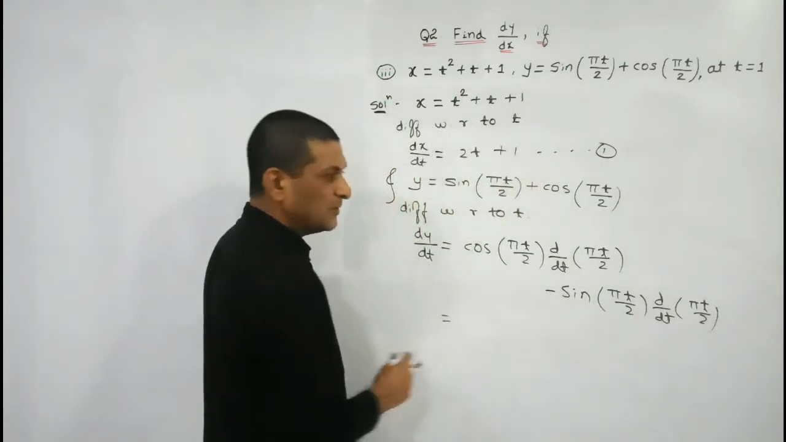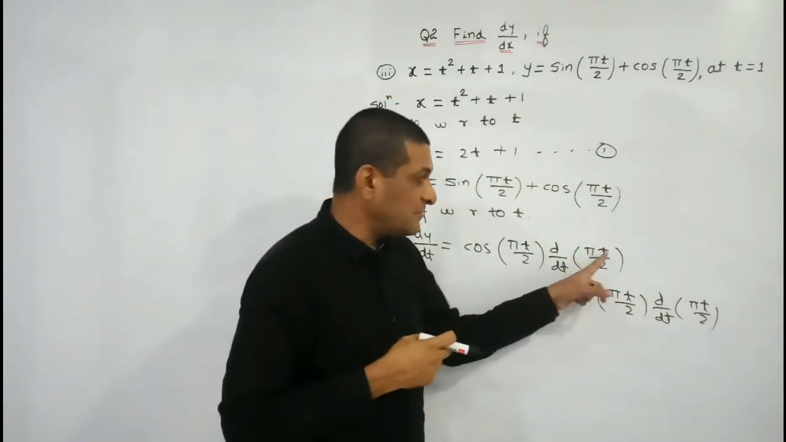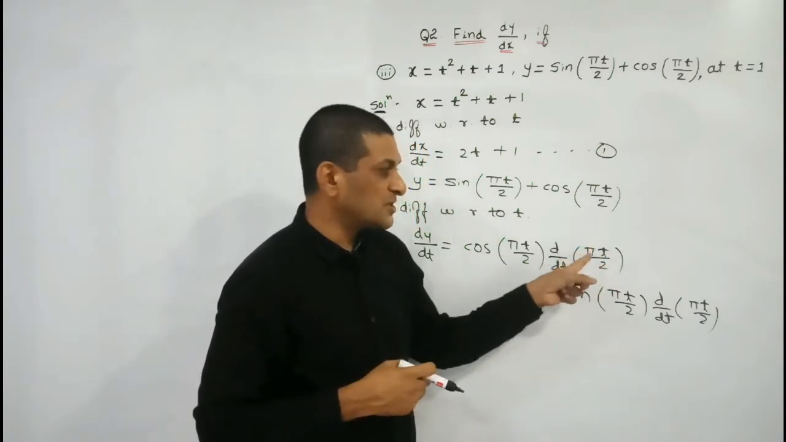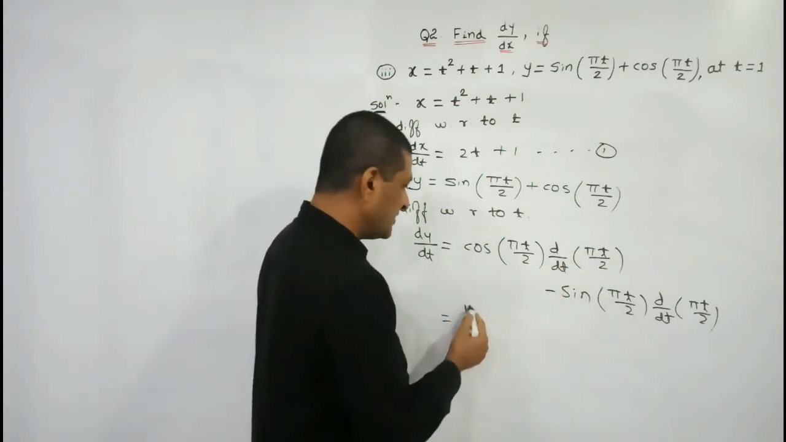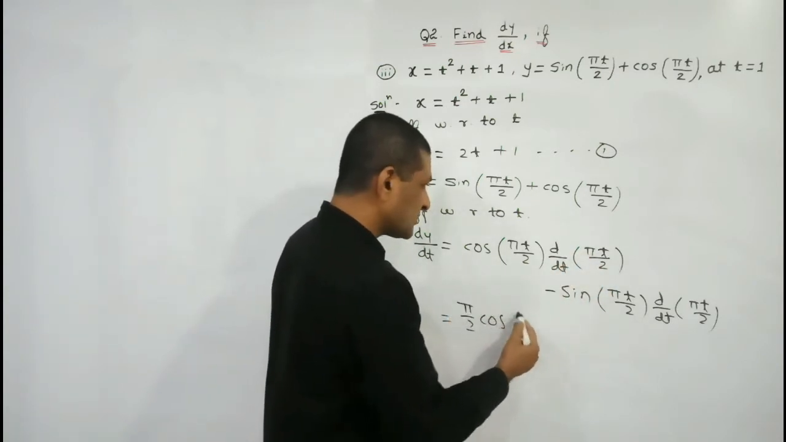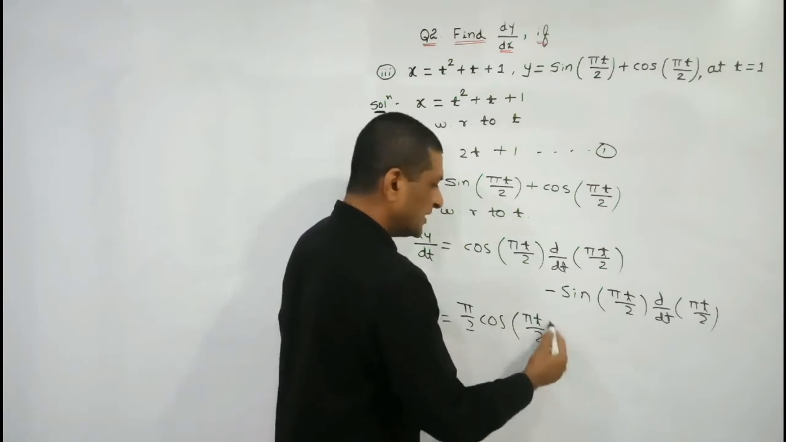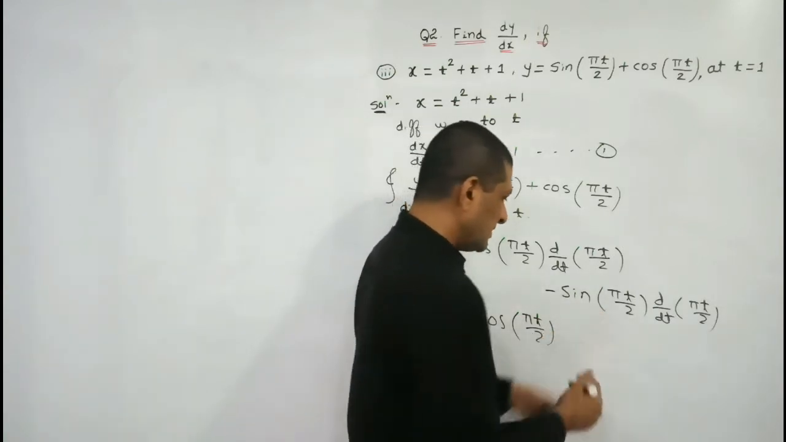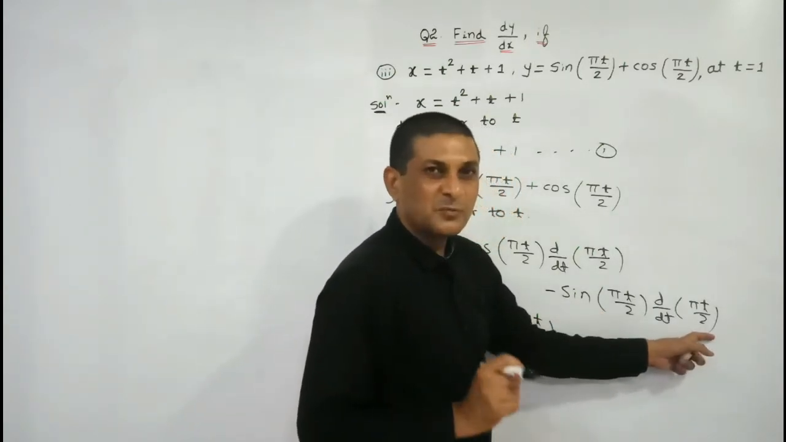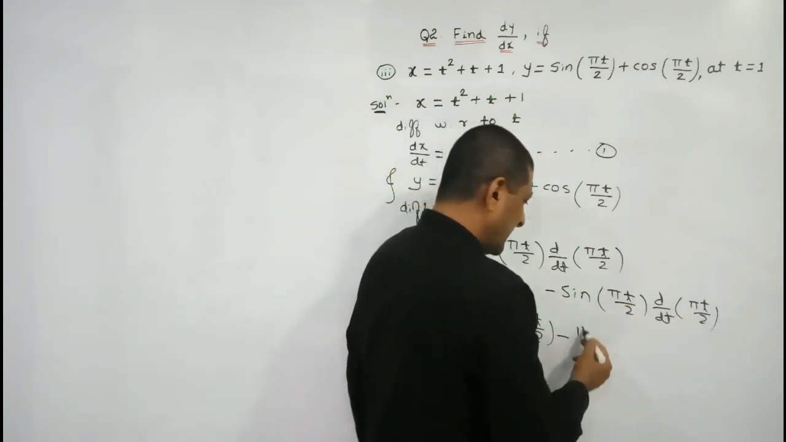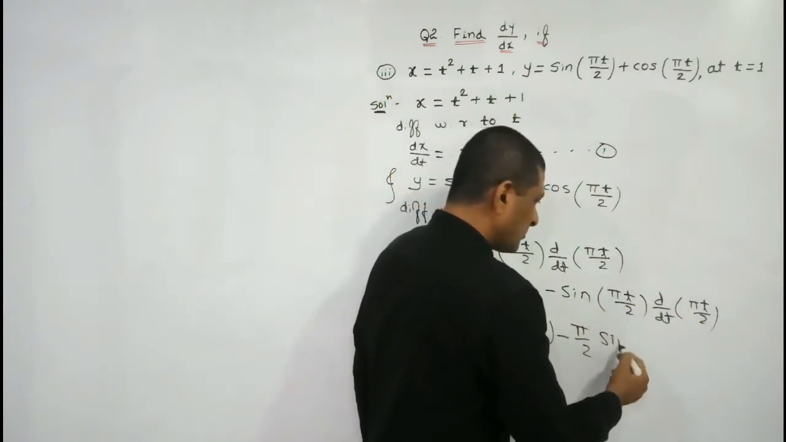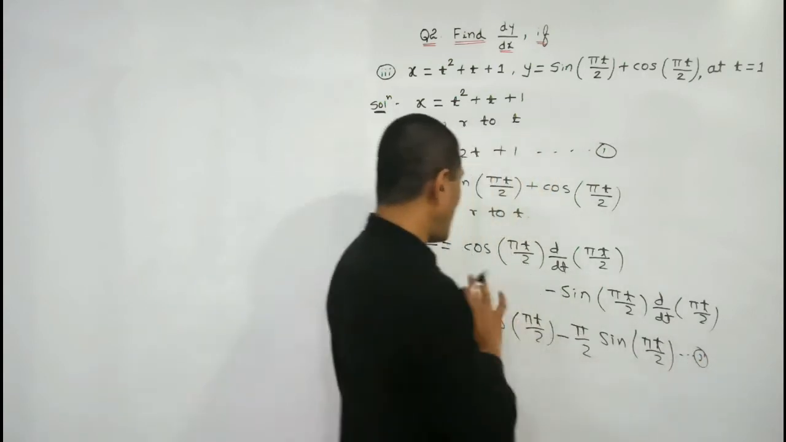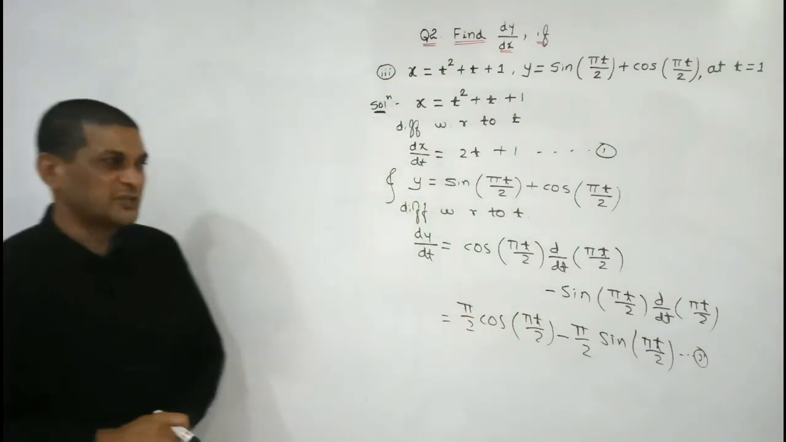Now here, the derivative of pi t by 2 with respect to t means whatever the coefficient of t is will be its derivative, so the differentiation of this term will be pi by 2. I am writing pi by 2 into cos pi t by 2. Here the differentiation is pi by 2, I am writing pi by 2 here, isn't it? Now here also minus, keep it as it is, the differentiation of this term will be pi by 2. First write down pi by 2 and then write down sine pi t by 2. In this way we have got the differentiation of y with respect to t. Let us denote this by equation number 2.